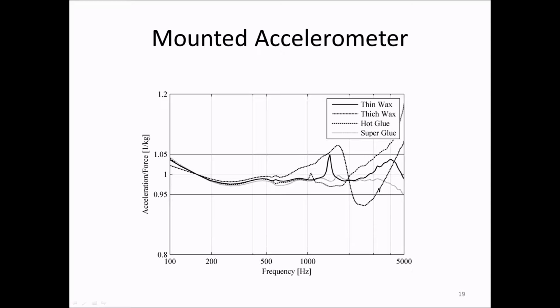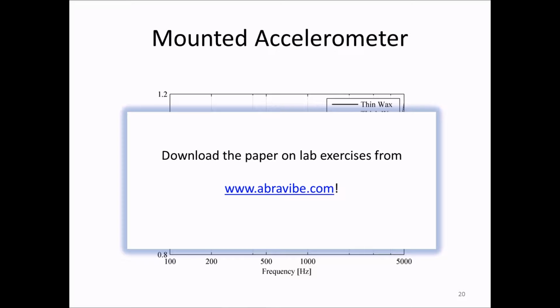You should note that this is an effect of both the specific accelerometer and of the thickness of the wax or glue. You should not take these actual numbers to apply in your own applications. Rather, you should make this measurement with your own sensors, and we will talk about how in a later slide in this video. If you want to learn how to properly mount accelerometers and how these results were produced, I recommend that you download the paper on lab exercises from my website. It describes some exercises that I recommend you to try if you're new to this field.